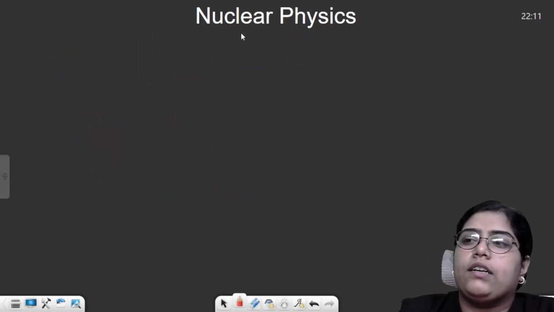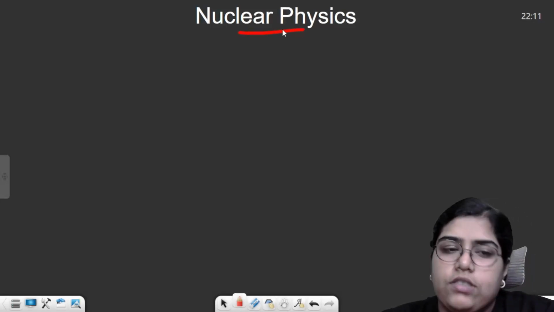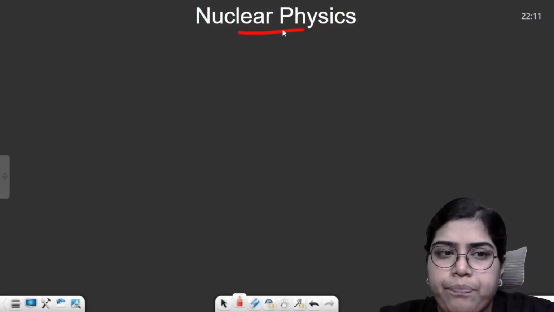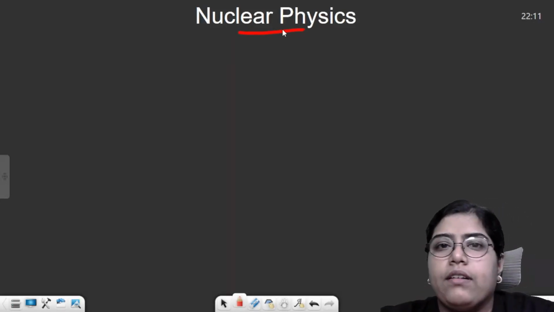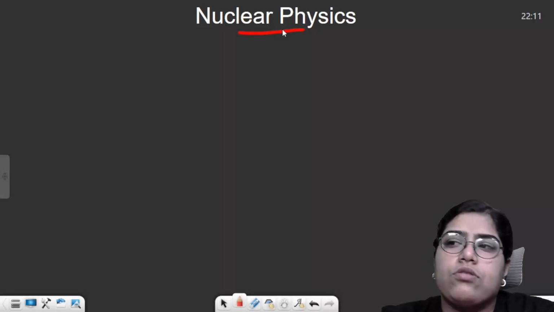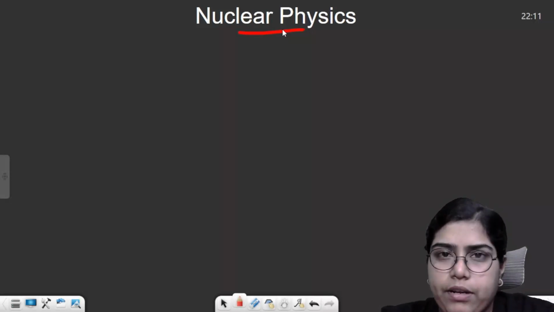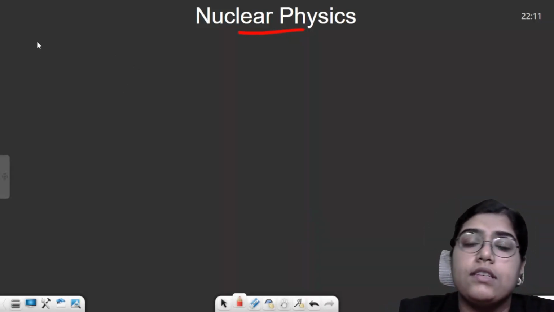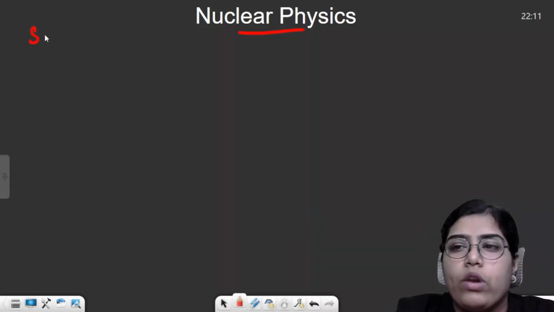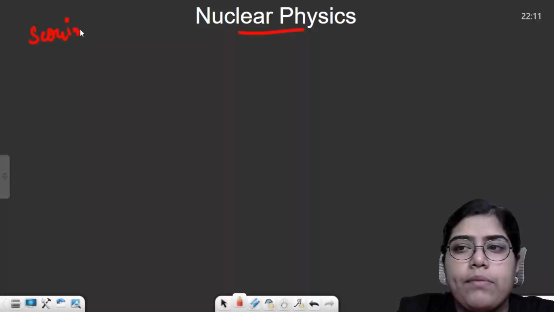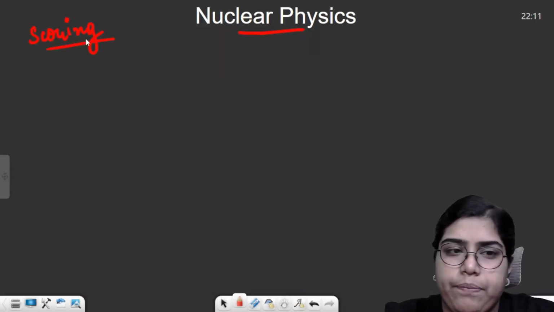Moving forward, the third topic is nuclear physics, which is your complete nuclei chapter. Within this chapter, the most common mistake is that most of the students leave it because they feel that it is a quite theoretical chapter. But I would say this is also again a scoring chapter, a scoring part. Why? Because the questions are quite direct, right?